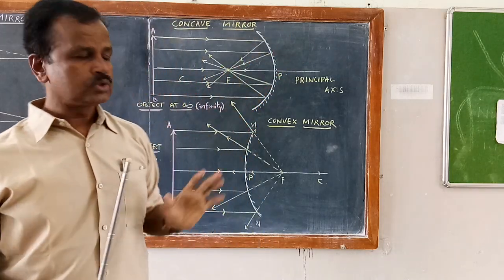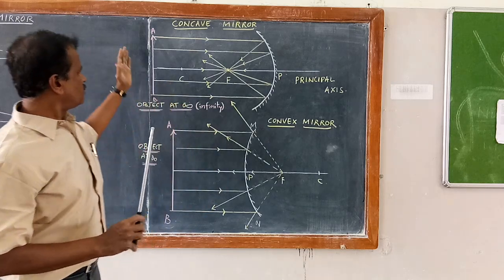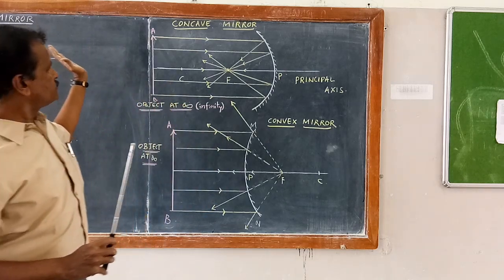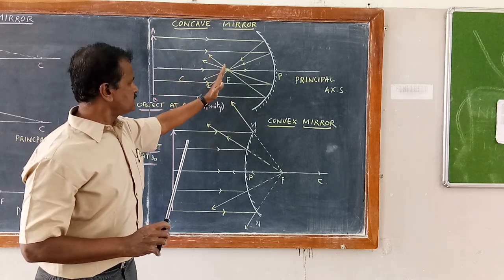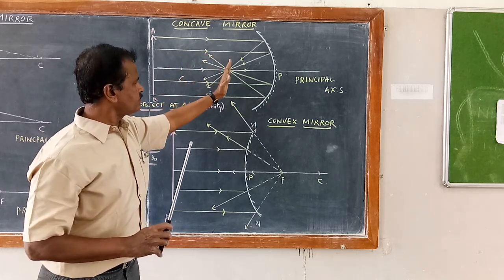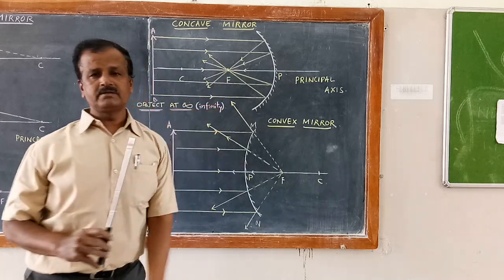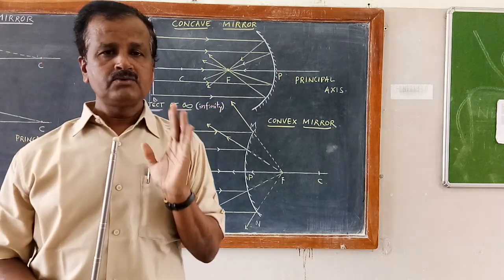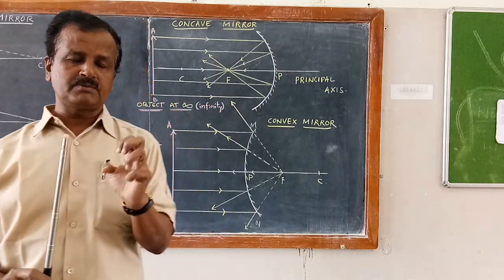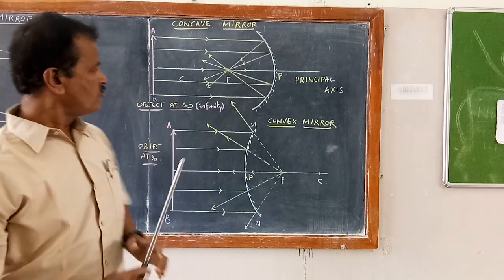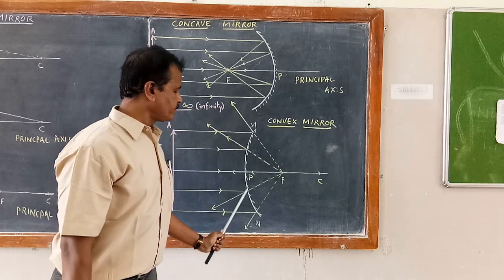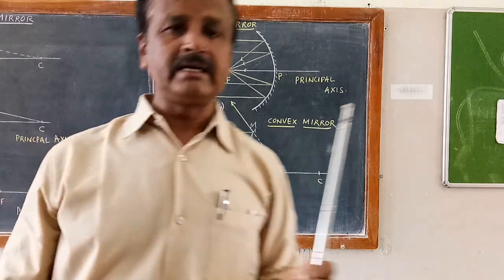and virtual image. So for all these cases: object at infinity, object just beyond C, object at C, object between C and F, object at F, and object between F and P, there are some 6 cases. For all these 6 cases, we are supposed to draw the ray diagram. How to draw all those ray diagrams for concave mirror and convex mirror, we'll study later. Thank you.